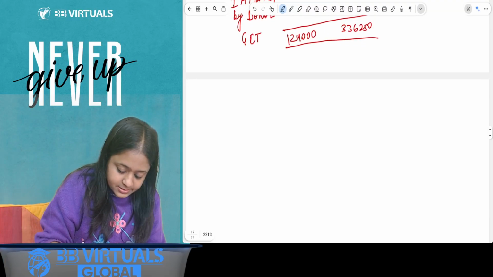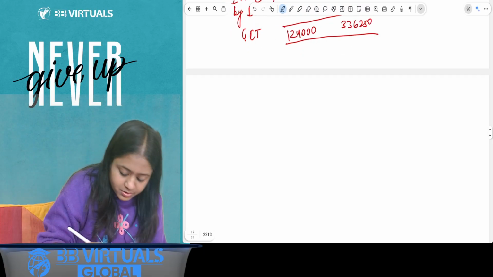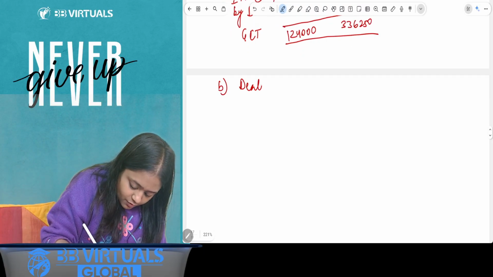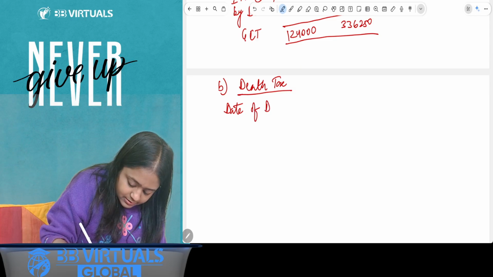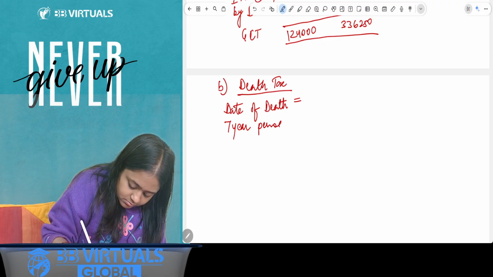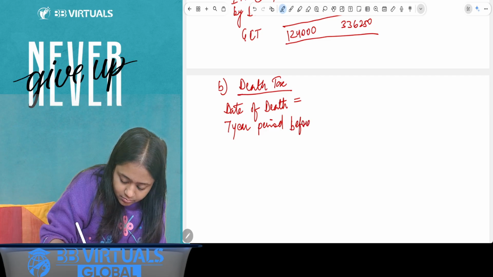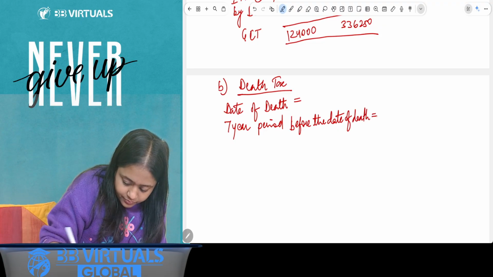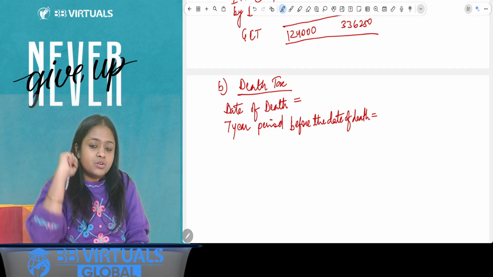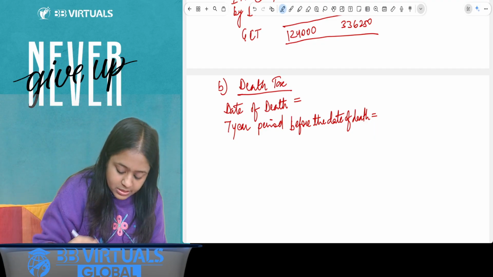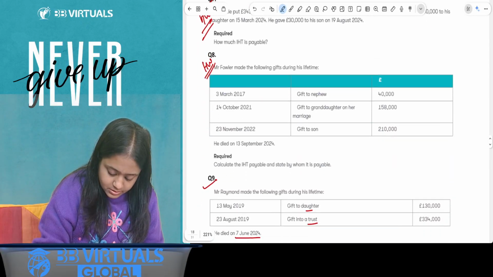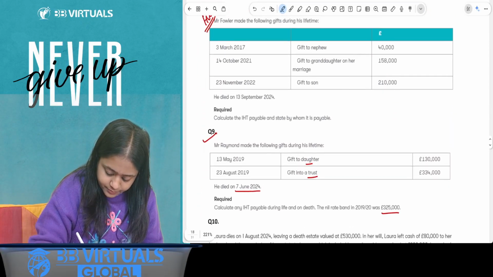Now I can calculate death tax. Let's calculate death tax. Remember, this IHT paid also here. So B part is calculation of death tax. When you calculate death tax, the first step is to write date of death and then 7-year period before the date of death. Because this is the fixed period. This is the fixed period only that you have to follow. Okay. So date of death here is 7th June 24.